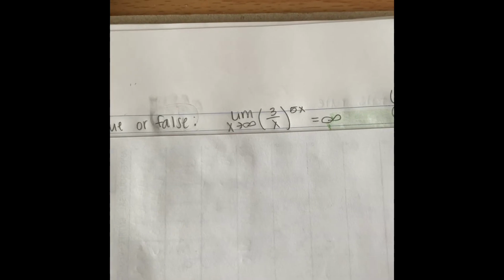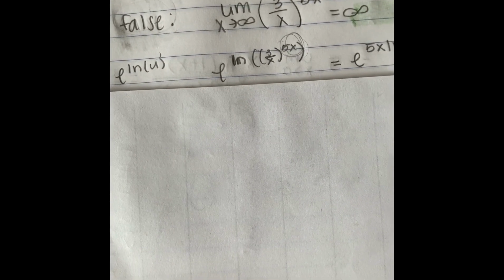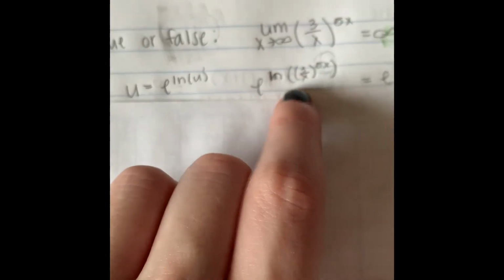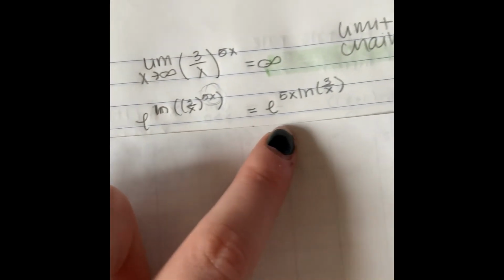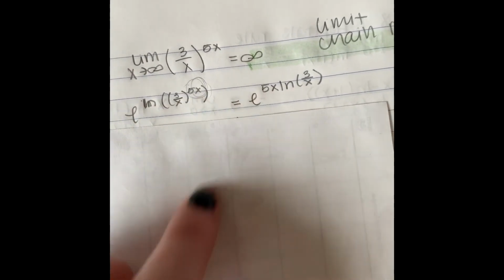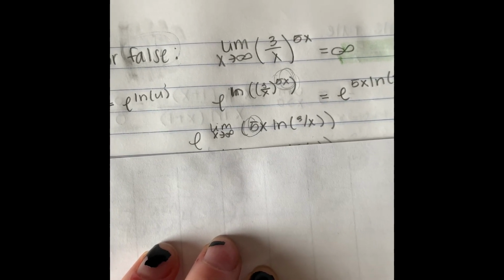And for my second one, we have to prove whether the limit as x approaches infinity of 3 over x to the 5x is infinity. And for this, we're going to use the limit chain rule. So basically you have this u equals e to the natural log of u, and you rewrite this so that the natural log is now the exponent to that e, and then you rewrite it over here so that you take your 5x out and put it in the front, and then your 5 is a constant, so that can come out.